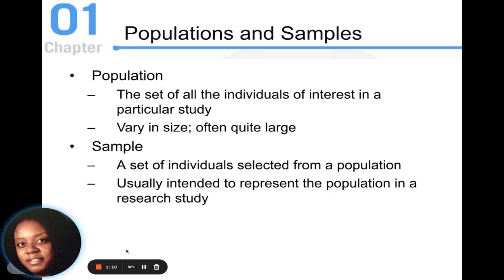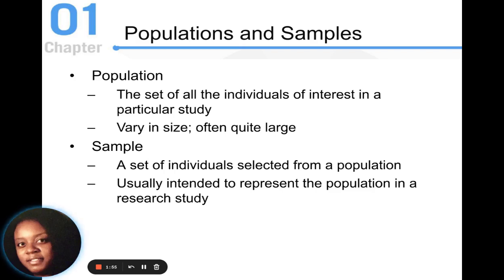In order to understand how statistics work, we have to know about a population and a sample. So, a population will be the set of individuals of interest that we're studying in a particular research study. And the population will vary by size. Usually, having a large population tends to yield better results. And a sample is going to be the set of individuals that are selected to participate in a research study from a particular population. That's usually intended to represent the population that's present in a research study.